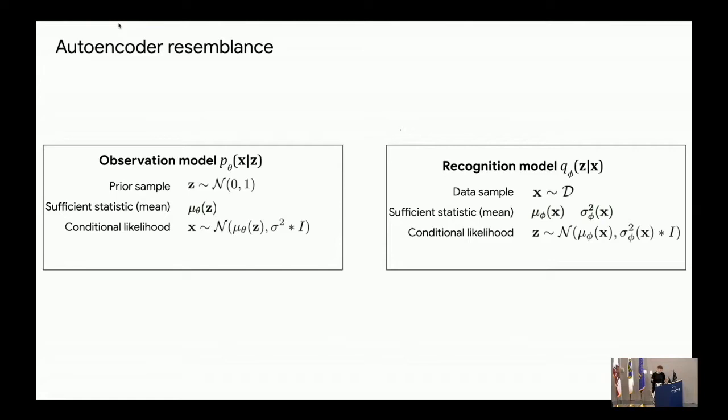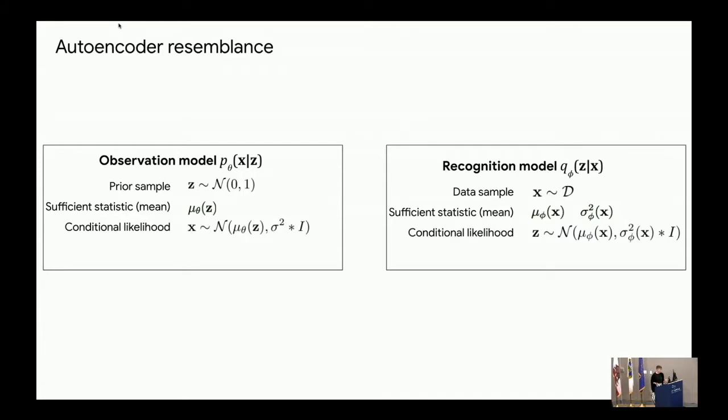Cool. So variational autoencoders are named that way because of their resemblance to traditional autoencoders. Just remember, an autoencoder is something, I hope autoencoders were covered already. The basic idea with an autoencoder is you have some data instance, you encode it to some typically lower dimensional space, and then you reconstruct that. And you typically have some kind of reconstruction error, for example, mean squared error in your input space.